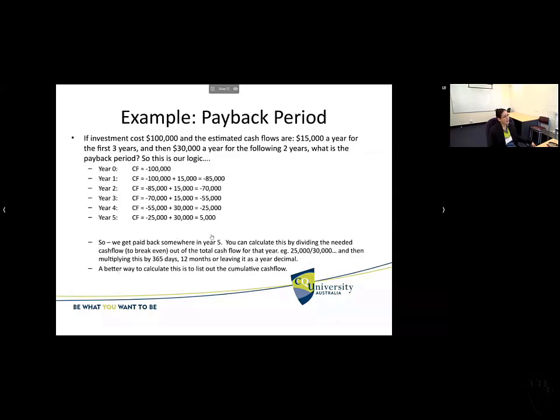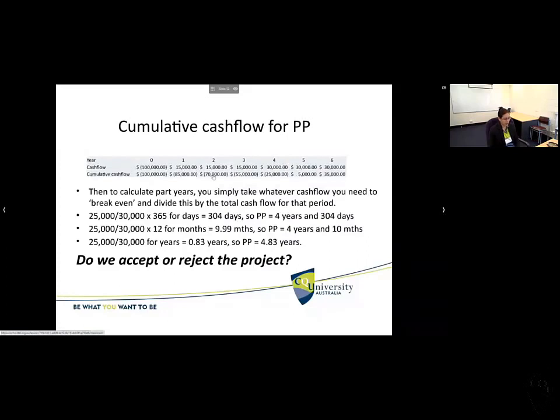A better way to calculate this, so that was to explain the logic behind what we're thinking, but to show it as a calculation, is to list out what we call the cumulative cash flow. And this is how I show you to do it in the assignment. So we list up the top, the first row is the years, so time 0 right now when we invest, year 1, year 2, year 3, year 4, and so forth. We ask you to do between 5 to 10 years in the assignment. Then the first row underneath that is just the cash flow.